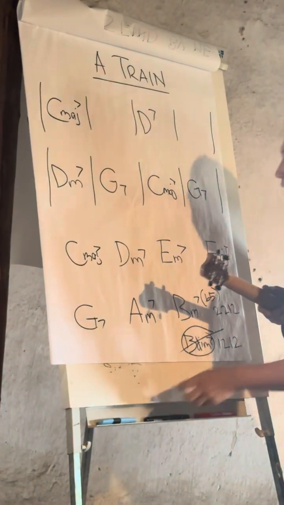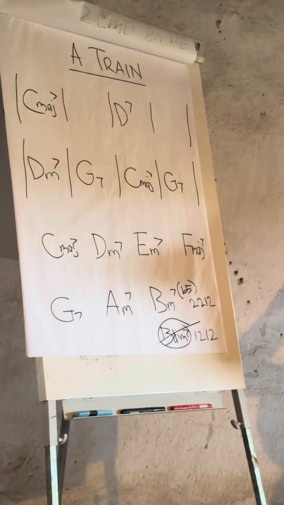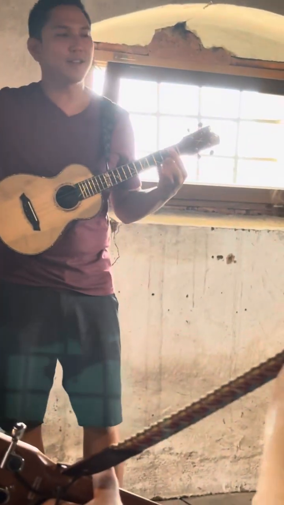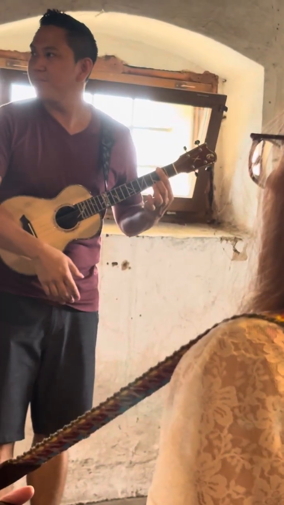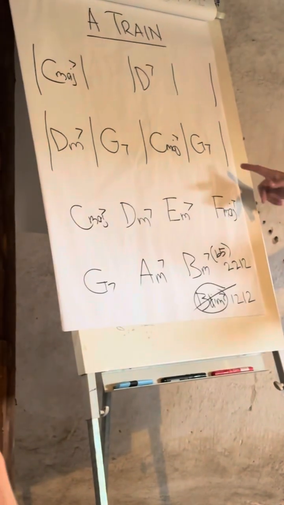So now let's all play these. We all know C major 7? Let's all play C major 7 together. Ready, go. Good. You guys are pros. Okay, D7. You guys know this. D7. Good. And for this one, because we're playing jazz, we're playing all 7th chords.